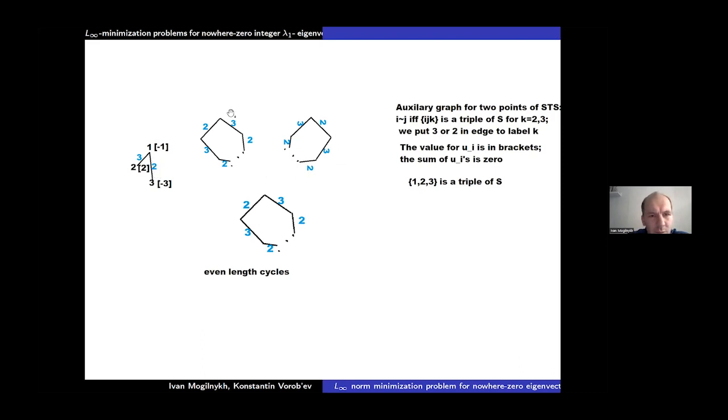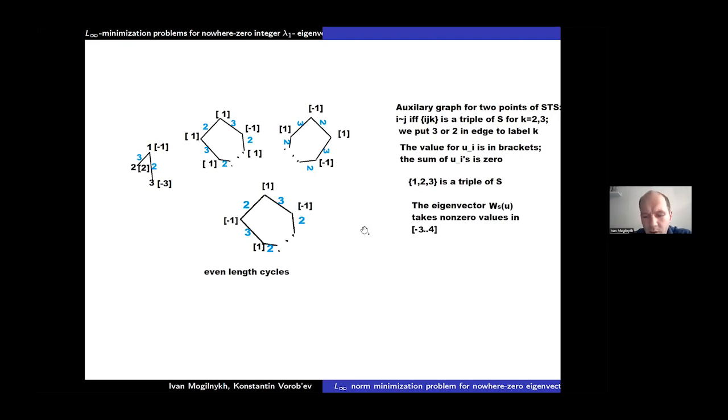And as for the remaining points, we have actually the graph being just a collection of even length cycles with 2 and 3 alternating labels inside each of the cycles.